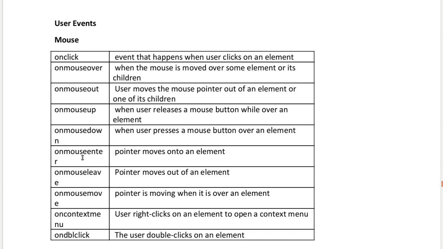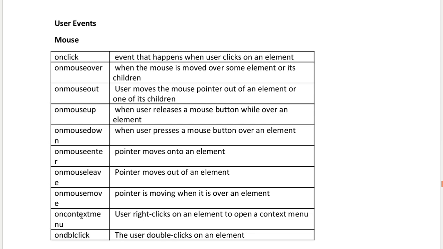onmouseenter happens when the pointer moves onto an element. onmouseleave happens when the pointer moves out of an element. onmousemove happens when the pointer is moving while it is over an element.